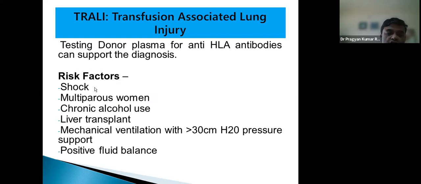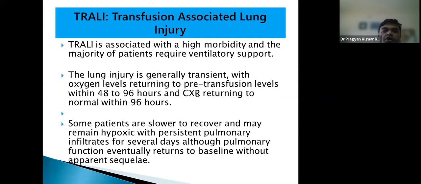Risk factors are shock, multiparous women, chronic alcohol use, liver transplant, mechanical ventilation with pressures of more than 30 centimeters, and positive fluid balance. Transfusion associated lung injury is associated with high morbidity, and the majority of patients require ventilatory support. The lung injury is generally transient, with oxygen levels returning to pre-transfusion level within 48 to 96 hours, and the chest X-ray returning to normal within 96 hours. Some patients are slow to recover and may remain hypoxic with persistent pulmonary infiltrates for several days, but pulmonary function eventually returns to baseline without apparent sequelae.